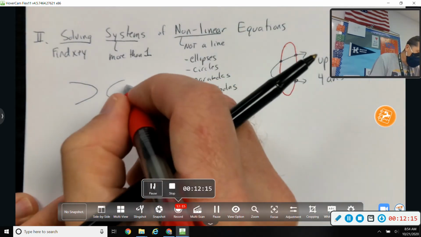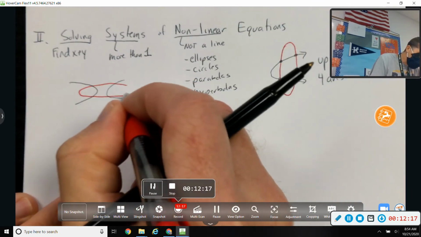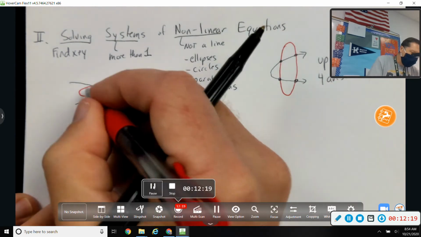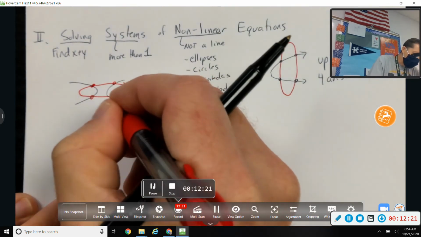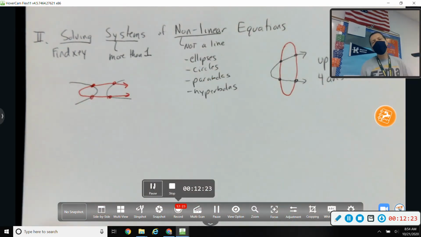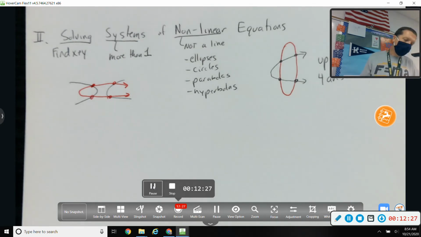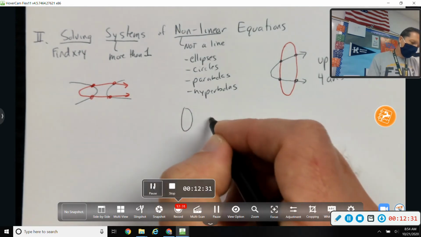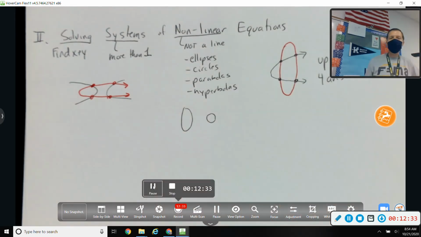And if we did a little skinny parabola, that'd still be 4 intersections. So maybe as many as 4. Could be as few as none, right? If you had a circle and a hyperbola, or a circle and an ellipse that didn't intersect at all. So you could have 0 solutions up to 4 solutions.